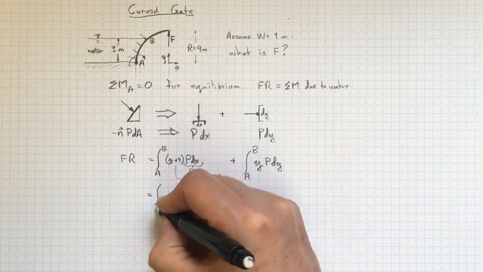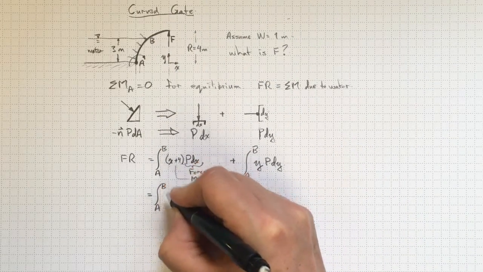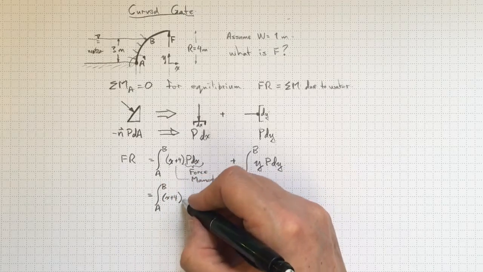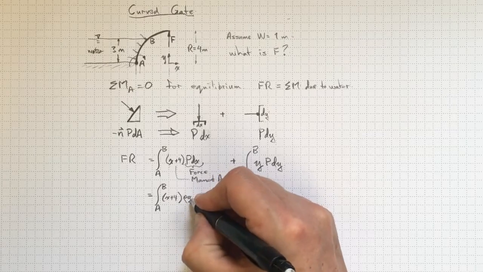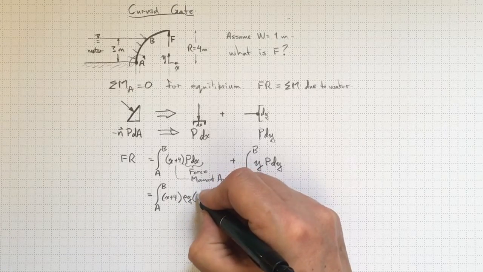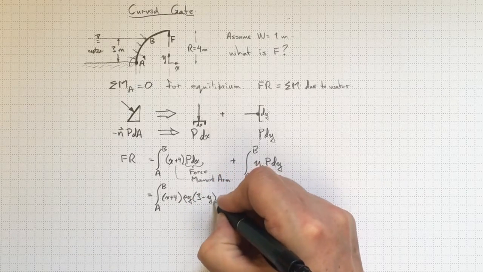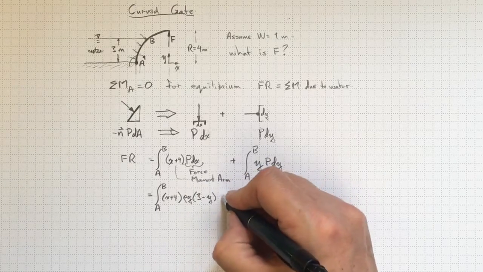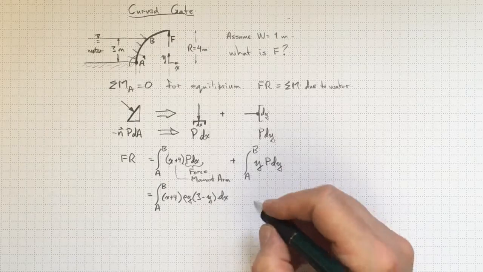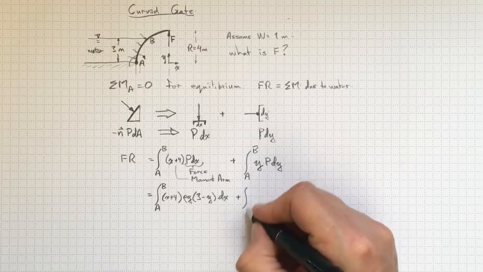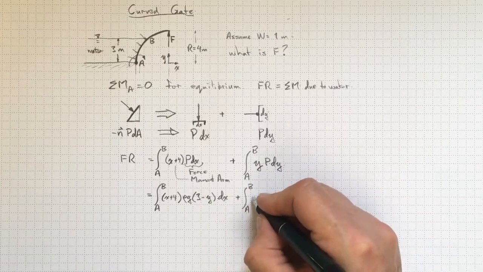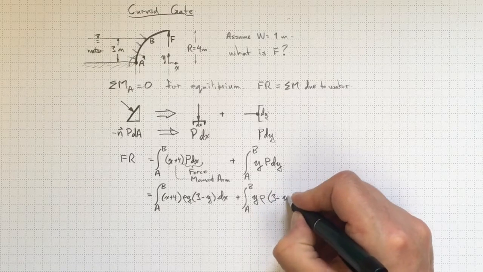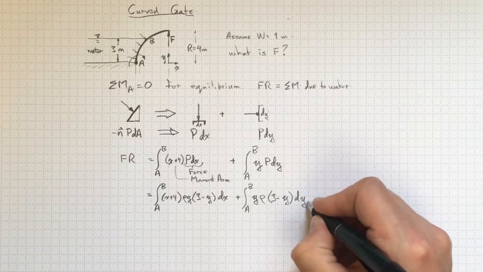Now rearranging, we've still got integral from A to B, x plus 4. The pressure will be rho g times the depth under the water, which will be 3 minus y. So we've got y in this integral as well as x times dx, plus the integral from A to B of y times rho g times 3 minus y dy.